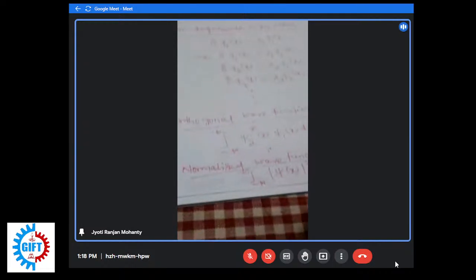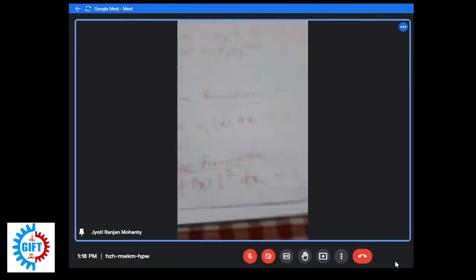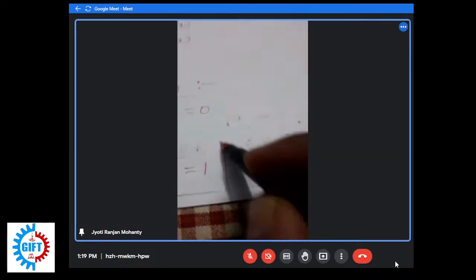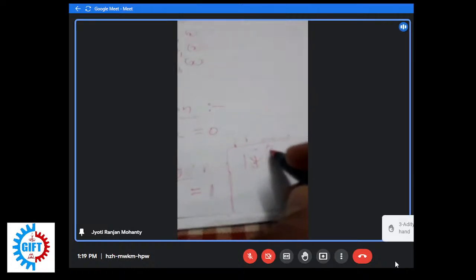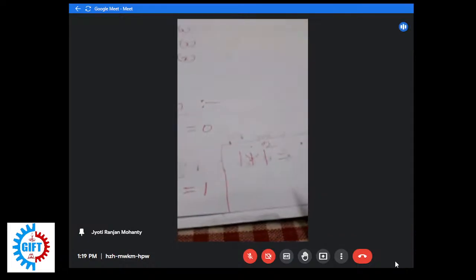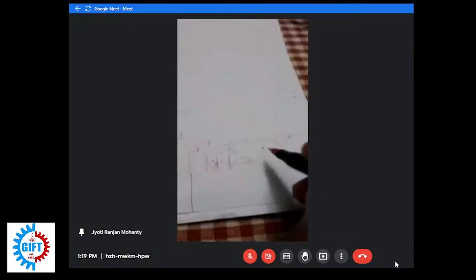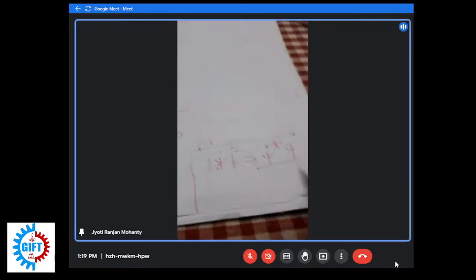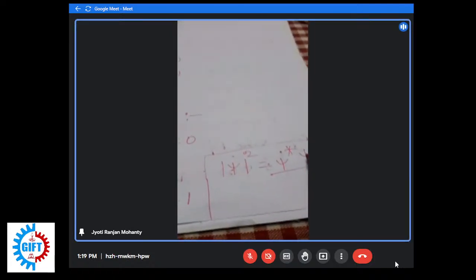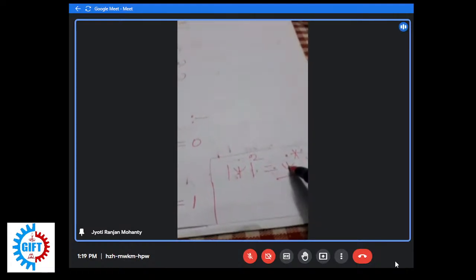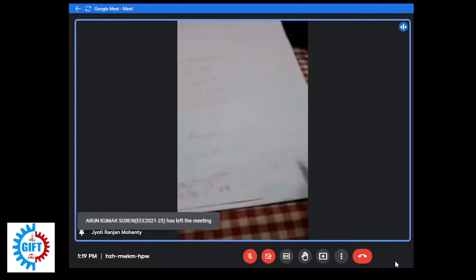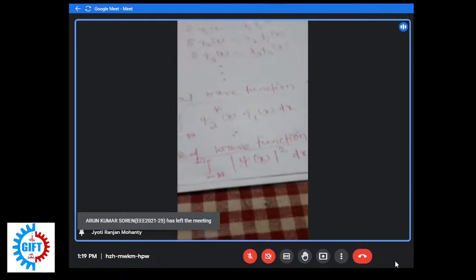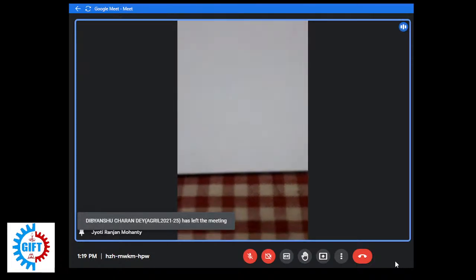How do you find psi x mod square? Who can say? Gupteswar, what is psi mod square? Psi star into psi. Look here. Psi is given, you can determine psi star, which means the complex conjugate. If you multiply, then we can find psi mod square. Okay. So if the integral of psi mod square dx is equal to 1, it is known as normalized.